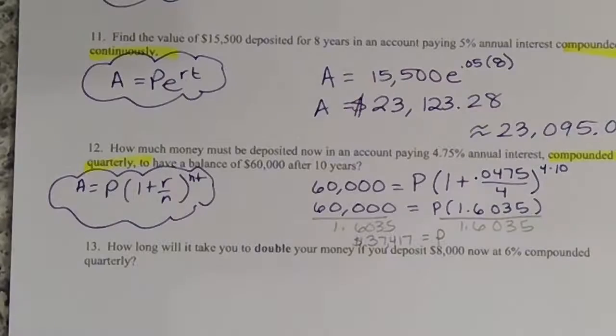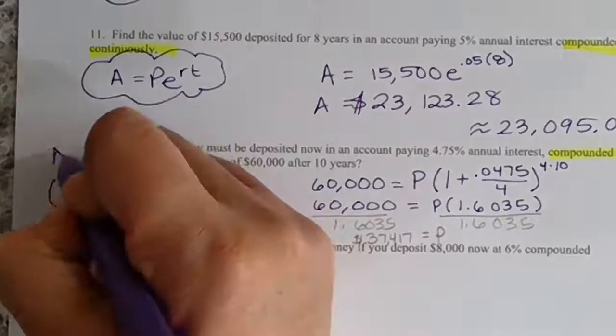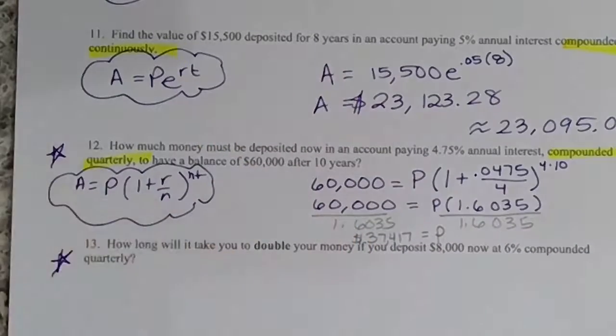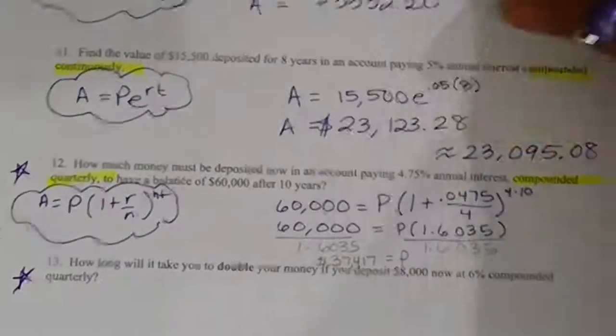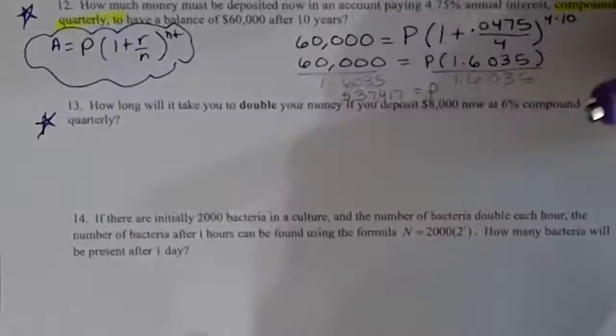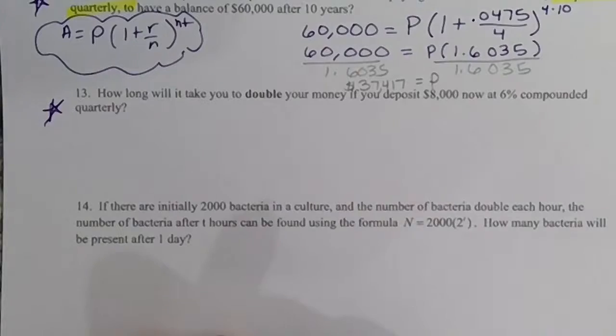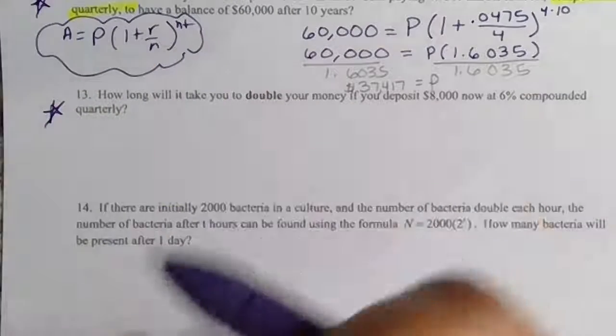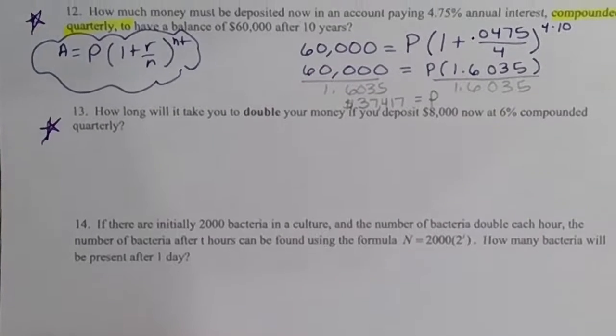All right, the next problem. This is also a really good problem. Definitely, probably both of these would be on your test. How long will it take you to double your money if you deposit 8,000 now at 6% compounded quarterly? So again, it's still compounded quarterly. Let me write the formula down.